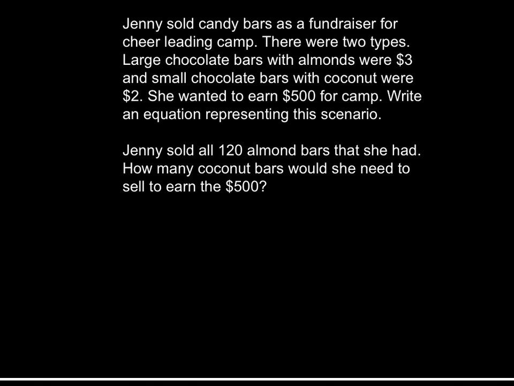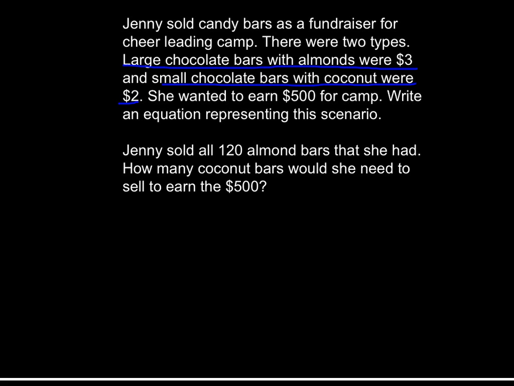This one says, Jenny sold candy bars as a fundraiser for cheerleading camp. There were 2 types. The large chocolate bars with almonds were $3 and small chocolate bars with coconut were $2. She wanted to earn $500 for camp. Write an equation representing this scenario. So this time, this one's a little different. This has two things. We have the large chocolate bars for $3 and the small chocolate bars for $2. So we're going to be selling two different things, one for $2 and one for $3.